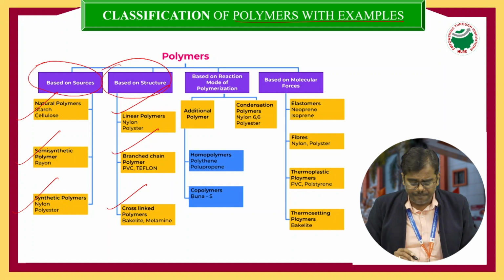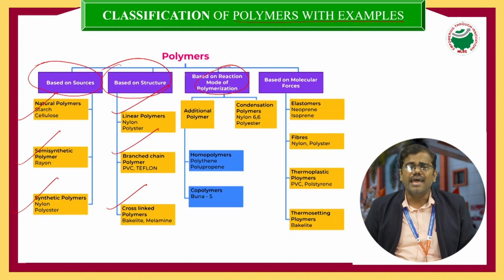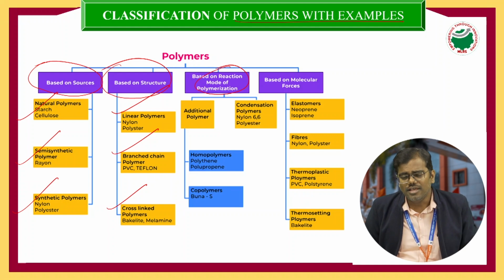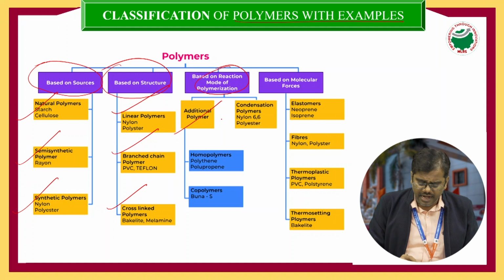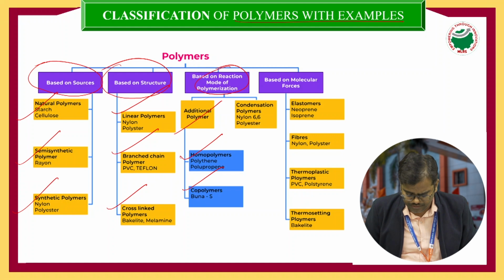One more classification is based on the reaction mode of polymerization, that is, how the monomers combine and how the reaction goes on. Based on the reaction mode, we can classify polymers into addition polymers, condensation polymers, or copolymers. These are the different categories based on the reaction mode. In addition polymers we will discuss homopolymers and copolymers later in coming classes.